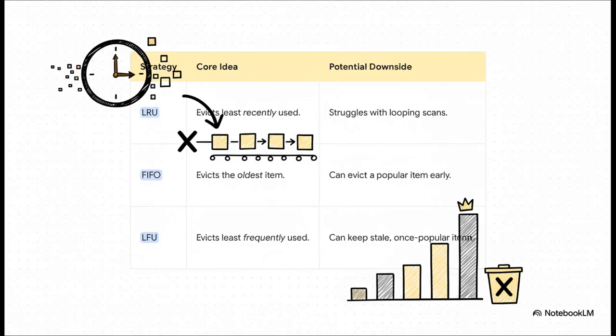Now, to be fair, LRU isn't the only way to do this. There are other strategies. You've got FIFO, first in, first out, which just kicks out the oldest thing, period. Then there's LFU, least frequently used, which actually counts how many times you use something. But they all have trade-offs, right? LFU, for instance, can get stuck holding onto something that was super popular last week, but is totally irrelevant today. For a ton of common situations, LRU just hits that perfect sweet spot. It's simple and it's incredibly effective.